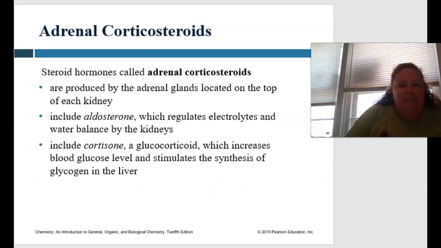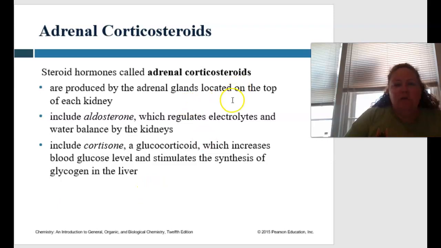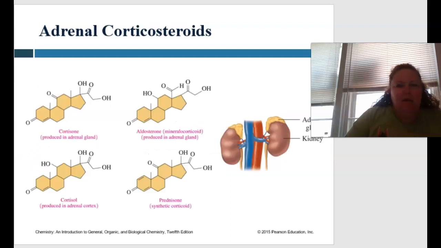Adrenal corticosteroids are steroid hormones produced by the adrenal glands located at the top of each kidney. They include aldosterone, which regulates the electrolytes and water balance in the kidneys, and they also include cortisone, which is a glucocorticoid, which increases the blood glucose level and stimulates the synthesis of glycogen in the liver, which is our sugar storage molecule. So here is your picture of your adrenal corticosteroids.